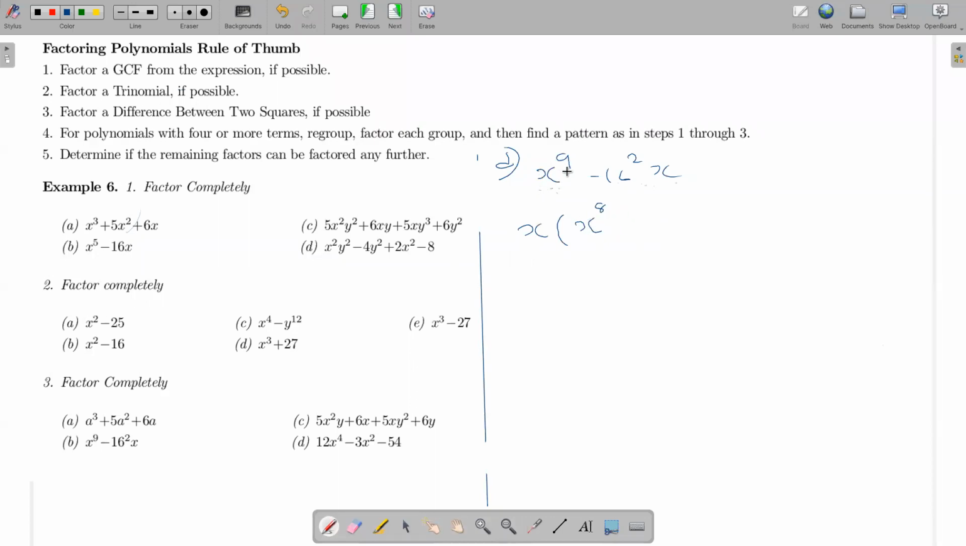There are 9 x's here. I pulled out one. x to the 8 is left. Then here 16 squared, I pulled out the x. Okay, so we come back here and look at this. This one I see I can arrange as a difference of squares. So I can write this x to the 8 like x to the 4 squared, and 16 squared. So this is my A, and this is my B.